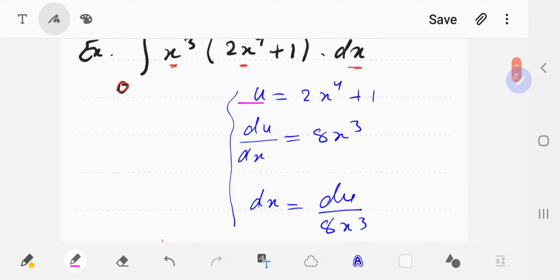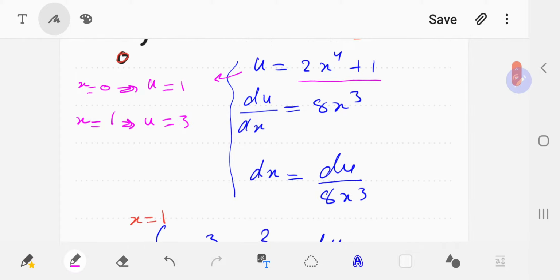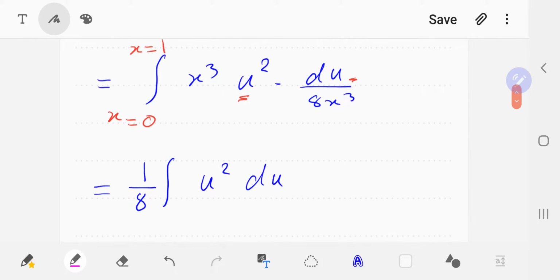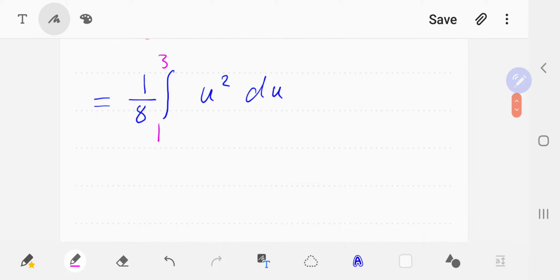As usual, when x equals 0, u from here will be equal to 0 to the power 4, 0 times 2, that's 0, plus 1, so u will be equal to 1. So I replace 0 for x by 1 for u. When x equals 1, u will be equal to 1 to the power of 4, that's 1, times 2, that's 2, plus 1, u equals 3. So you can replace your boundaries for u. That's an option, so you can write it from 1 to 3. That's up to you. If you want to keep it in x, that's fine. If you want to deal with u immediately, that's also fine.